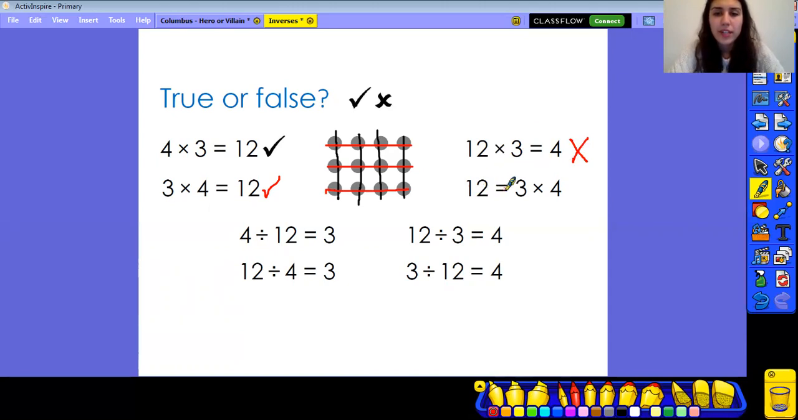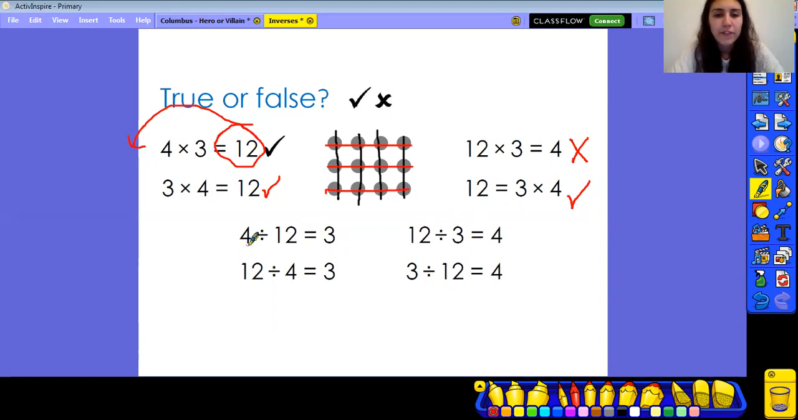Is 12 equal to 3 groups of 4? Well, this is our biggest number. Yes, it's at the front, but it's not next to my multiplication symbol. All I've done is move this bit to the front of an equation that we've already said is true. Does that make it false if I move my 12 to the beginning and then say that it's equal to the expression from there? No, that's still true.